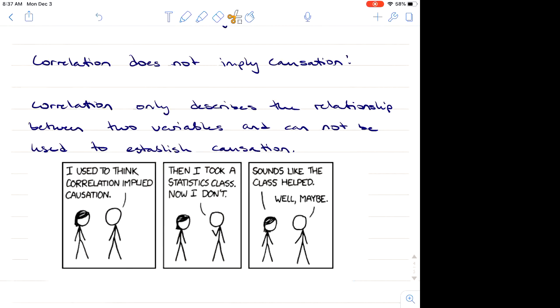I used to think correlation implied causation. Then I took a stats class. Now I don't. Sounds like the class helped. Well, maybe.